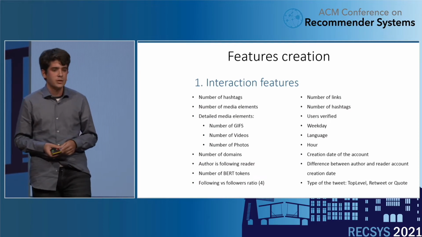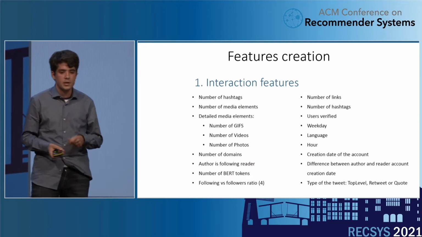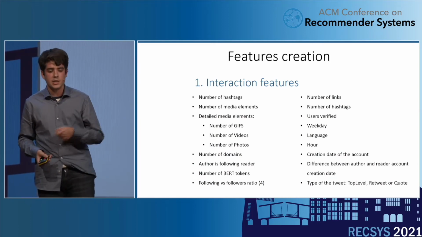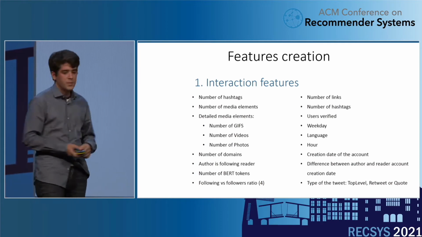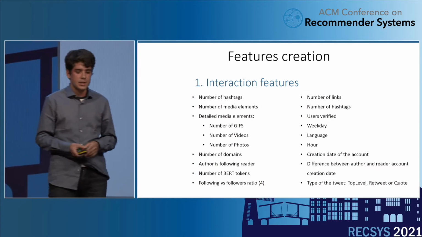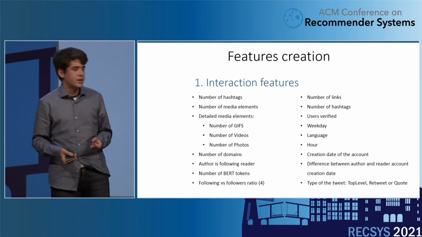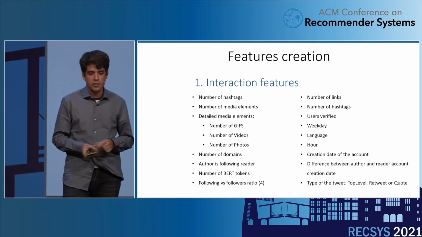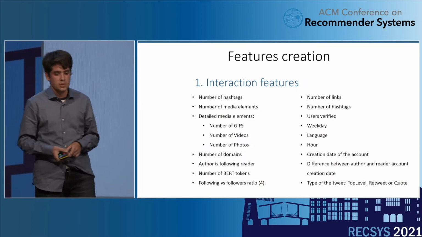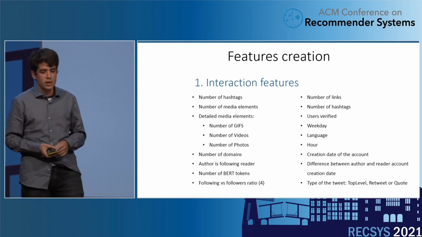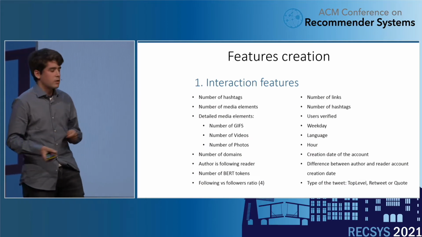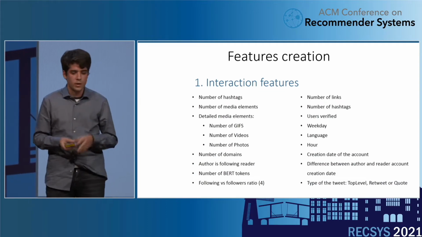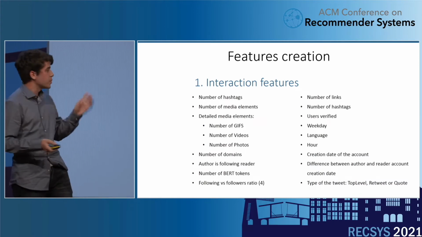We computed all of these popularities too. So these are the interaction features that we developed for our model. You can see the number of hashtags, the number of media elements, the detailed media elements counting the number of GIFs, the number of videos, or the number of photos. We also computed different ratios between the followers and followings of the authors and the readers. And we also used the tweet type. All of these variables, we encoded as one-hot encoding if possible, or if they were continuous, we discretized them in some bins, and then used one-hot encoding to input in the classifiers.